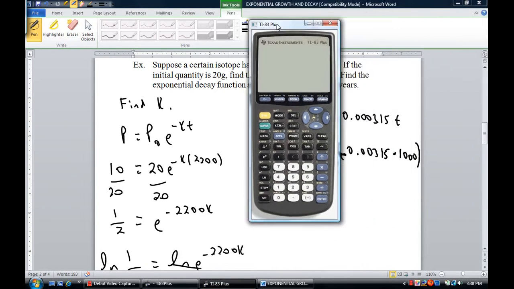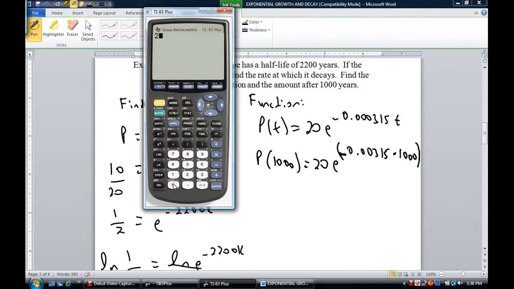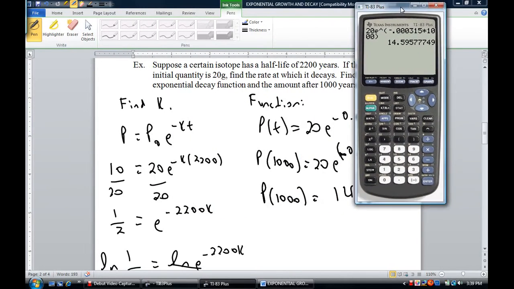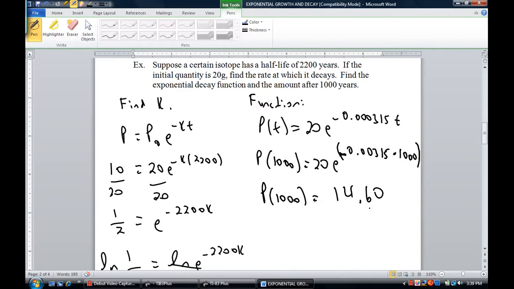So let's type it in, see what happens. I'm going to move my calculator over. So we have 20 second e, and I'm typing in negative 0.000315 times 1,000. Close. And we're going to hit enter. We better get an answer between 10 and 20. And we do. That's what we were expecting. We get, if I were to round off, 14.60. And that's in grams. So we're done with that one.